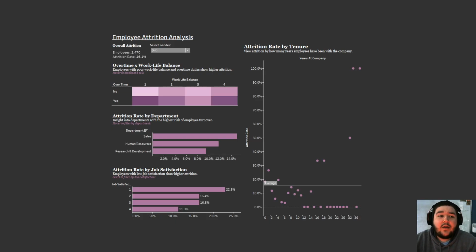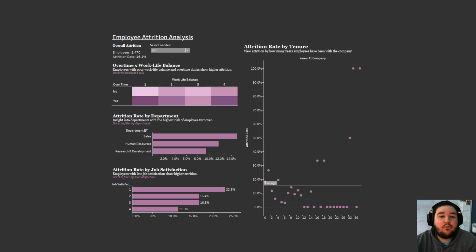Down below that, we have our overtime combined with work-life balance. Work-life balance is rated from 1 to 4, these 4 values here, 1 being bad, 2 being good, 3 being better, and 4 being best. Employees are categorized as either working overtime, yes, or not, no.